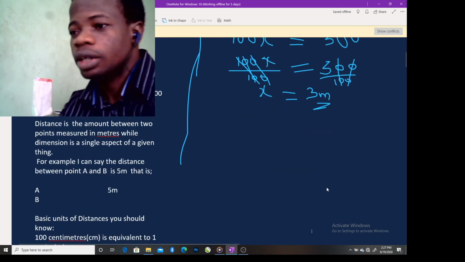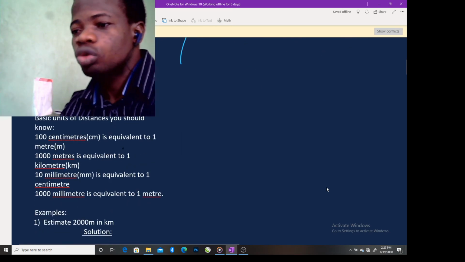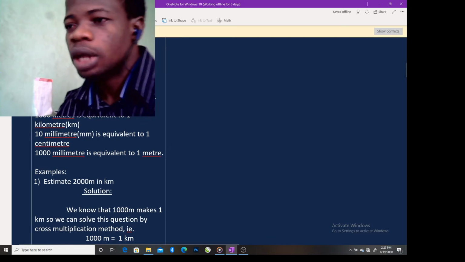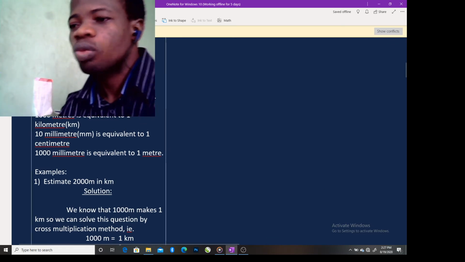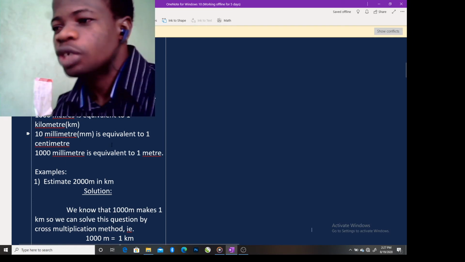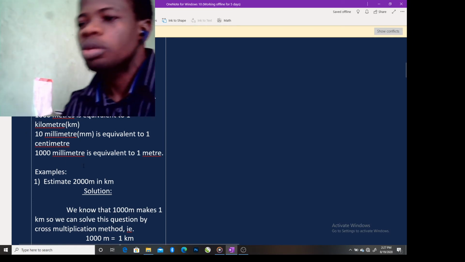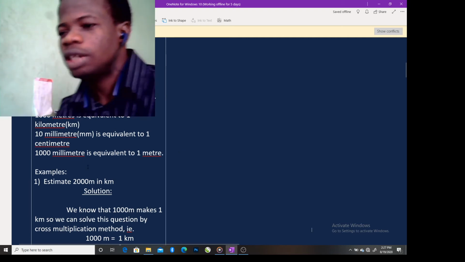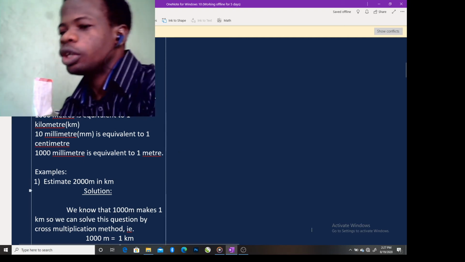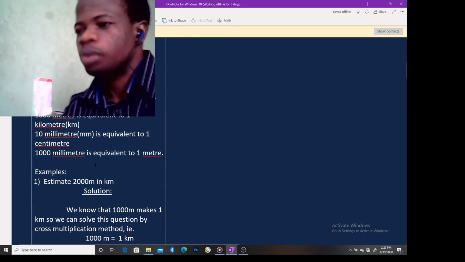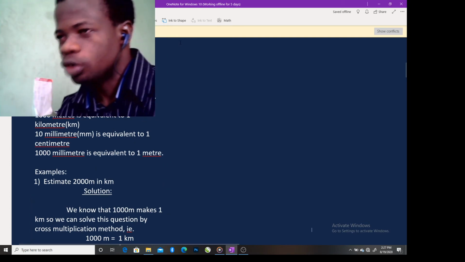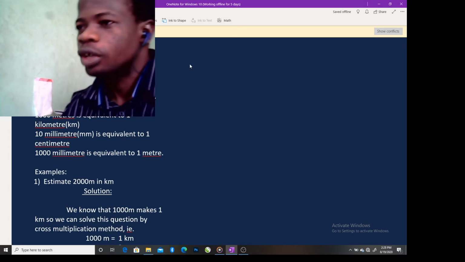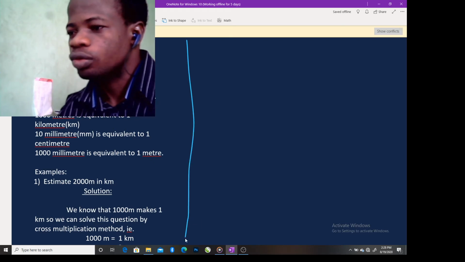Let's see another example. I've mentioned that 100 centimeters is equivalent to 1 meter, 1000 meters is equivalent to 1 kilometer, 10 millimeters is equivalent to 1 centimeter, and 1000 millimeters is equivalent to 1 meter. These are fundamental units that we should know. Let's solve 200 meters in kilometers. The first thing you ask yourself: what's the relationship between meter and kilometer? Once you know that, you can do your work.